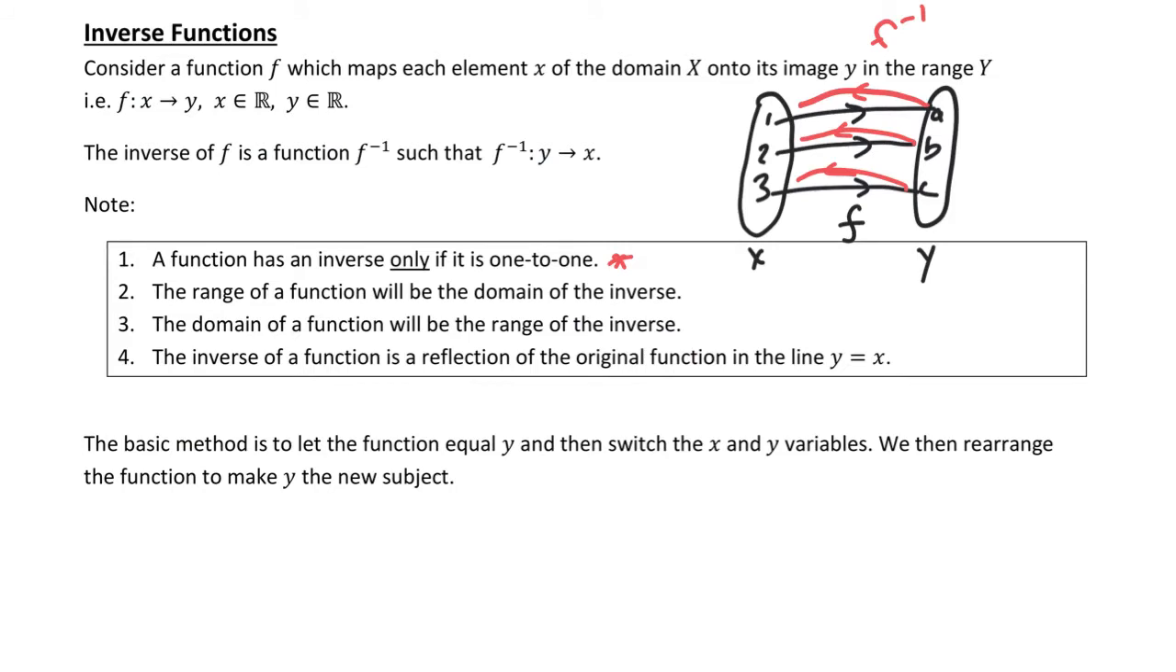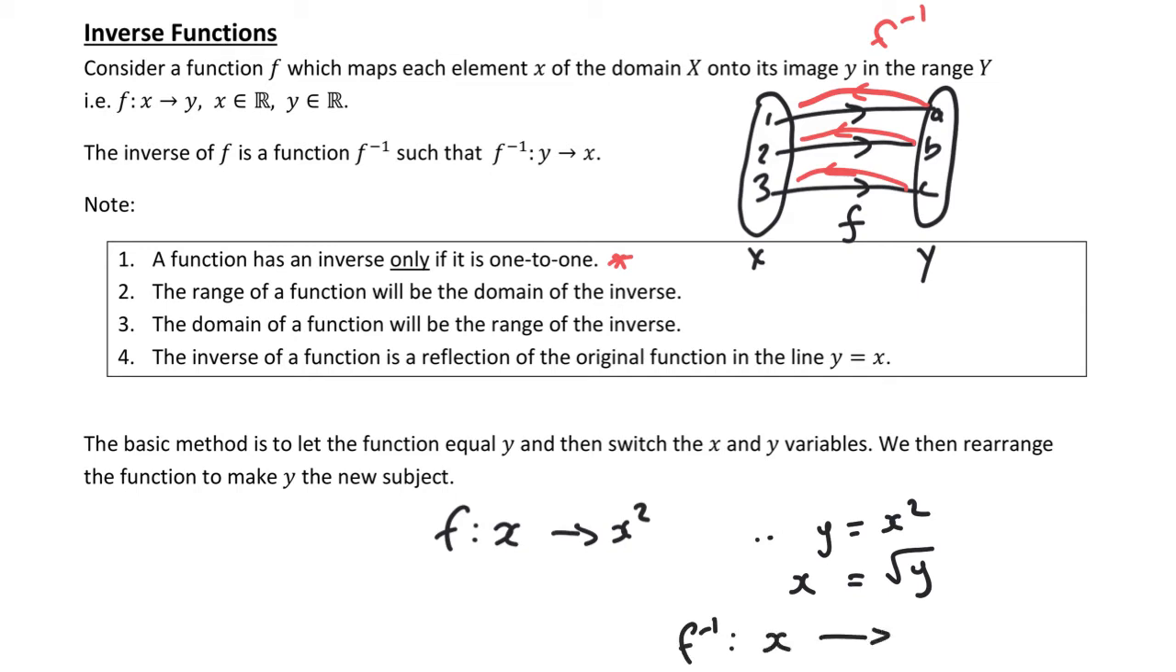The basic method for finding an inverse: if we had a function written in f form, say f was such that it mapped x onto x squared, we could say, well, let y equal x squared. Then if we let x be the subject, we could do x equals the square root of y, and then that's our inverse function. So f to the minus 1 would be such that it maps x onto, instead of writing y, that was just something we introduced to make life easier, we'd write the square root of x.